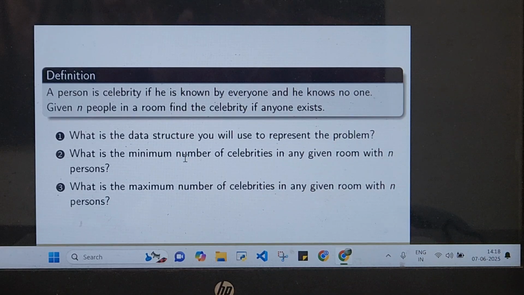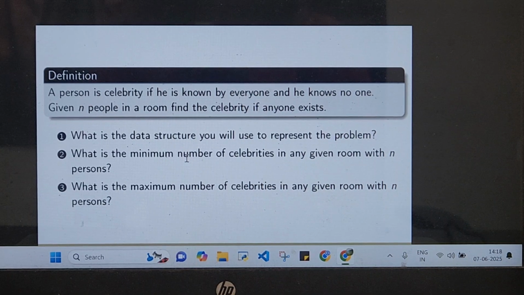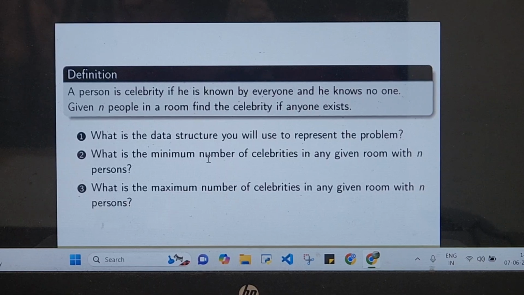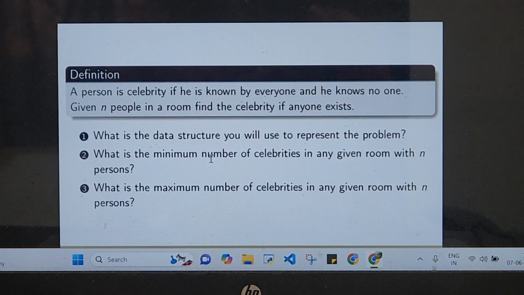Again, it's important to note that in any given room, the minimum number of celebrities you can have is 0. If every person knows at least one other person, then nobody is a celebrity, because a celebrity is someone who does not know anyone. So if everyone knows at least one other person, then there's no celebrity. And the maximum number of celebrities you can have in one room is 1.